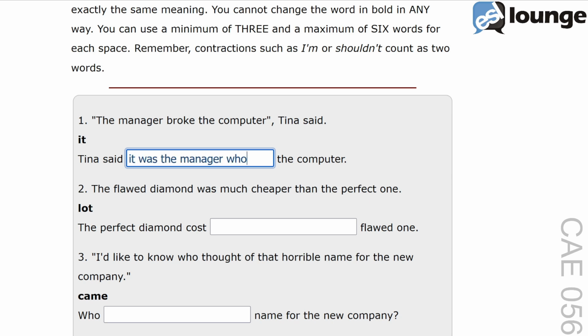The phrase, "it was the manager who broke," uses a cleft sentence structure to emphasize that the manager was responsible for breaking the computer. This structure helps to highlight the subject of the action more clearly. Another example, "It was John who completed the project on time."